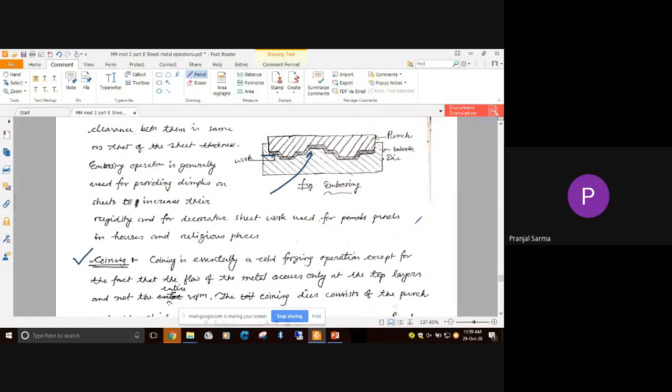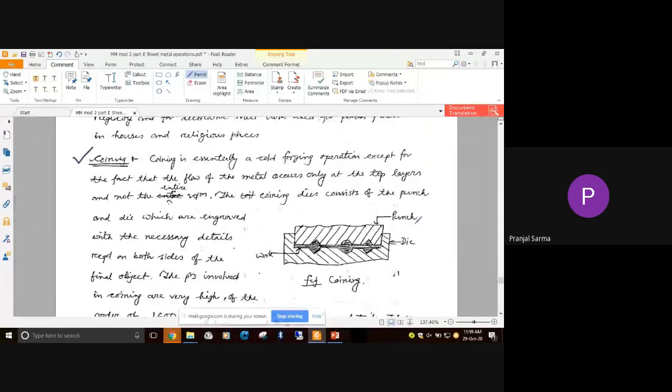There is another somewhat similar operation, known as coining. So what is this coining operation? Coining is generally considered a cold forging operation. What is the important thing in case of coining? I believe all of you have already seen coins of different currencies and different nations. Sometimes there are symbols or features. If it is a 1 rupee coin, then one is written, or five, like that.